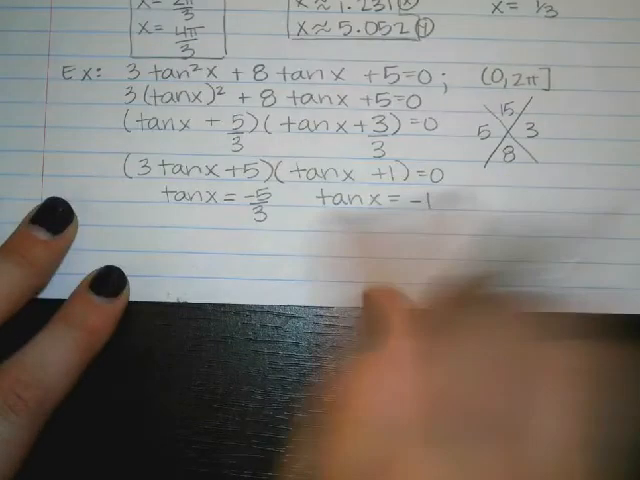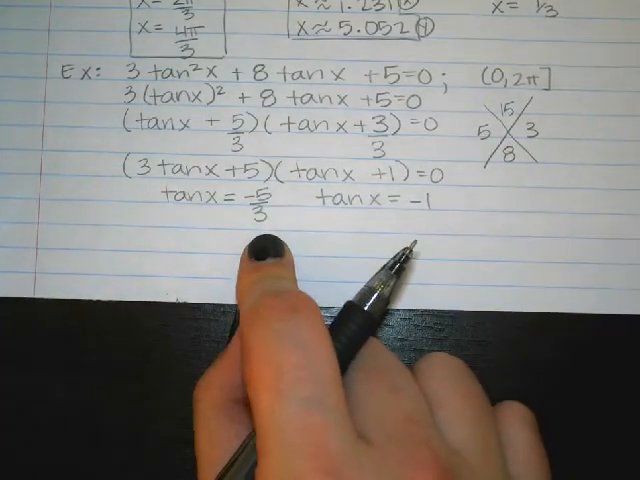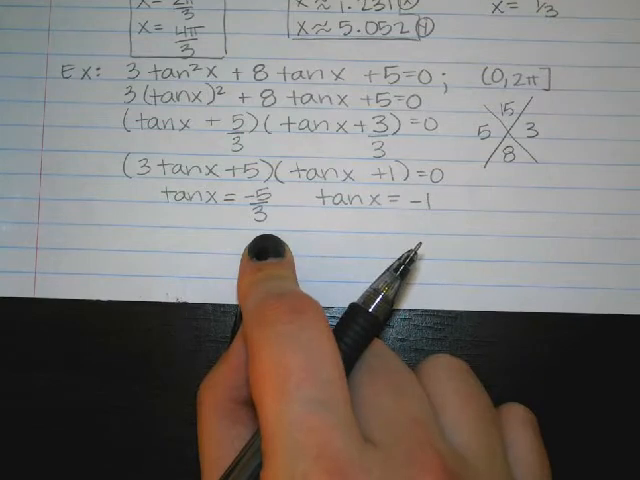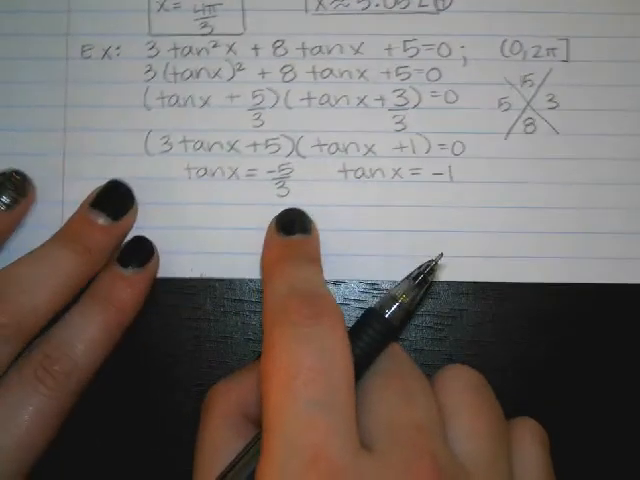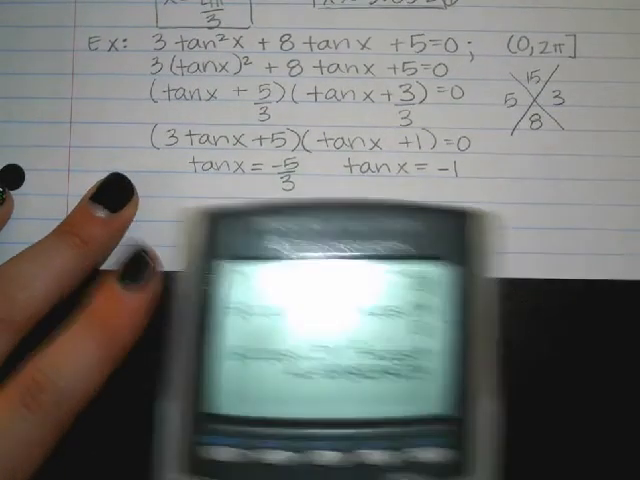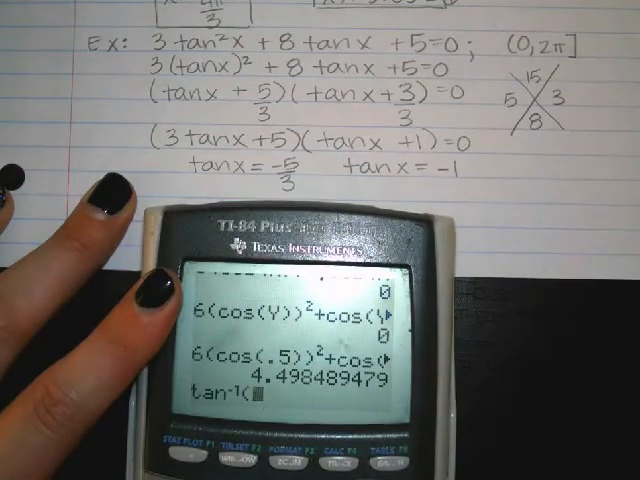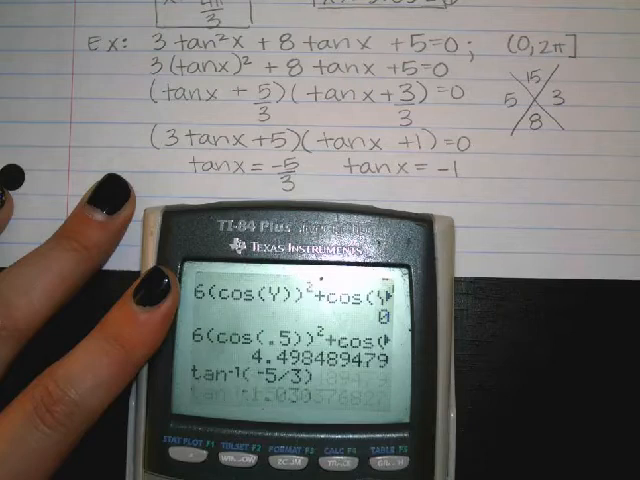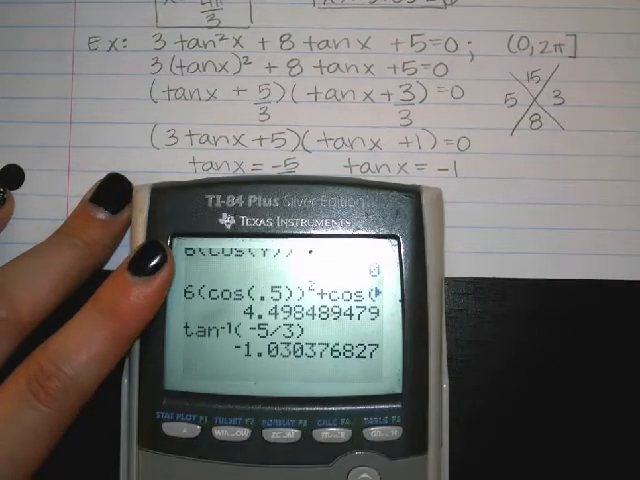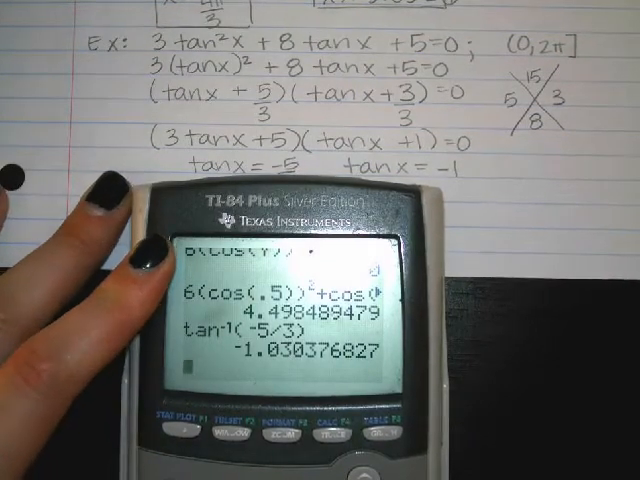Okay. Is negative 5/3 on the unit circle? No. So we need to go ahead and solve this one. Okay, so tan inverse of negative 5/3. I got a negative answer. Is that between 0 and 2 pi? No, you add 2 pi.